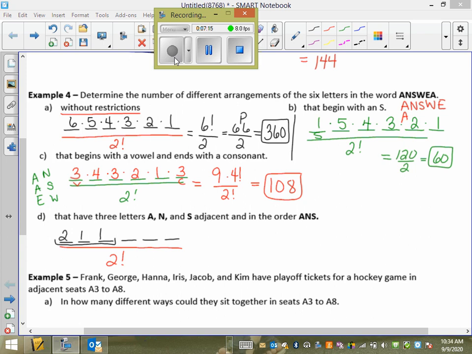So I have to do 2 there. Oh, 2 A's, an N, and an S, right? Changes it up. Then I have 3 left, 2, 1. Then I have to multiply by 4. So I actually get 2 times 4 factorial over 2. The 2's actually cancel. And it's 24.